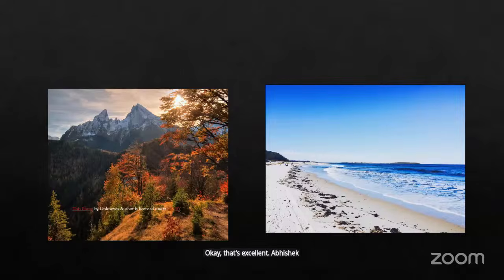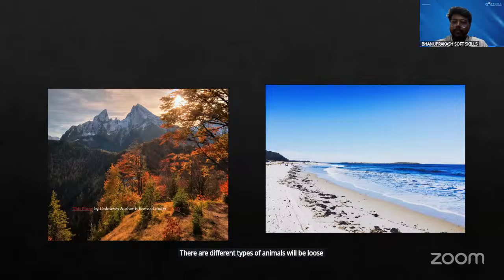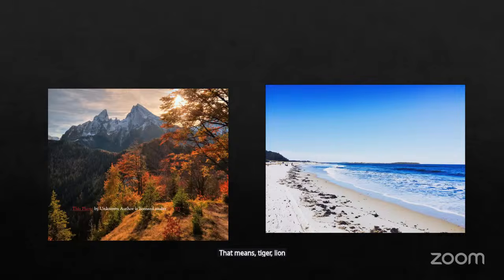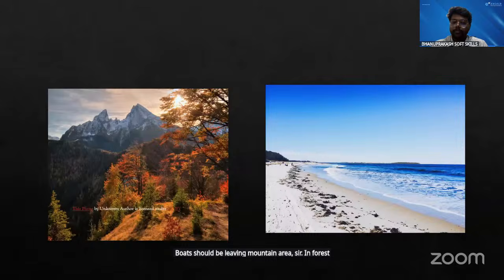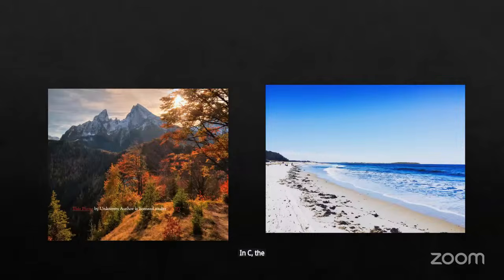Abhishek. Good evening, sir. In mountain areas, different types of animals live, sir. That means tiger, lion, and boars live in the mountain areas, in the forest. In the sea, the lifestyle of aquarium animals is different, sir. You can compare the lifestyle of aquarium things and animals, sir. Yes, that's a great comparison.